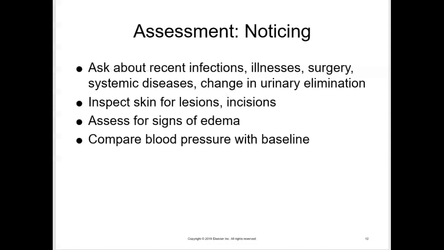In terms of assessment, ask about recent infections, particularly of the skin and upper respiratory tract, and about recent travel or other possible exposures to viruses, bacteria, fungi, or parasites. Recent illness, surgery, or other invasive procedures may suggest infection. Ask about any systemic diseases which alter immunity, such as lupus, which can cause acute GN.